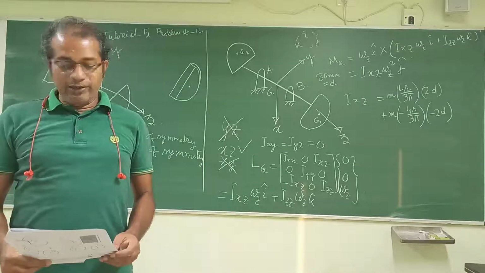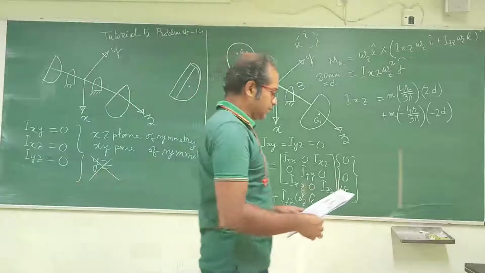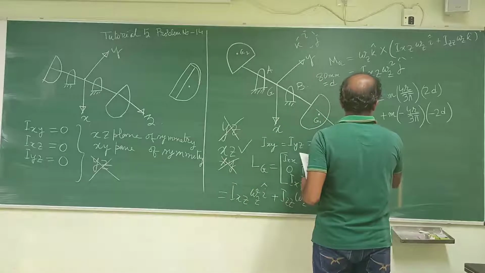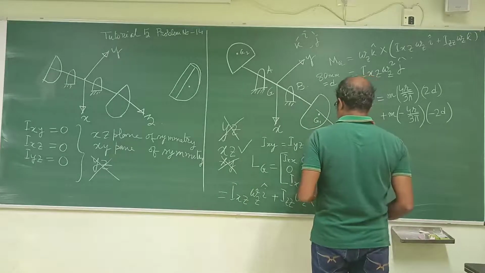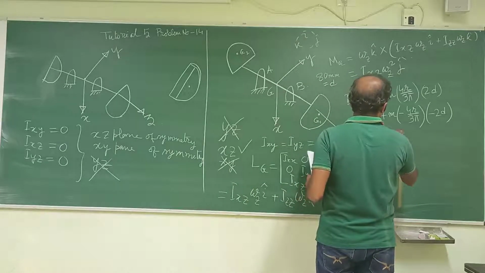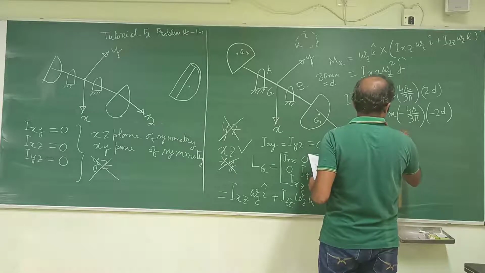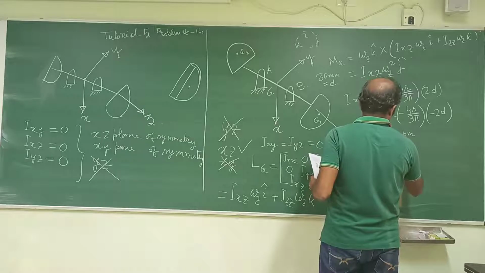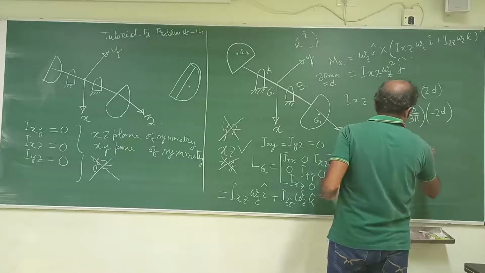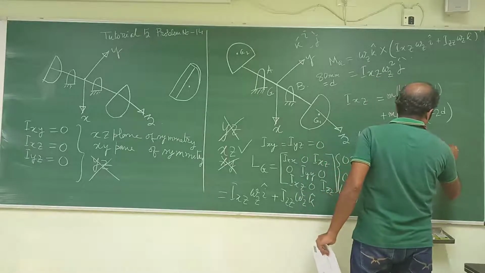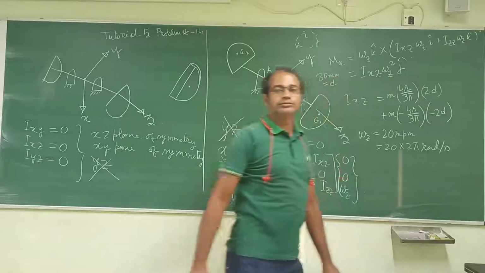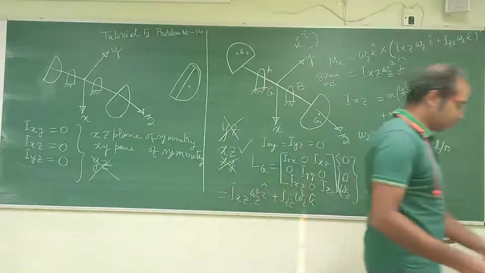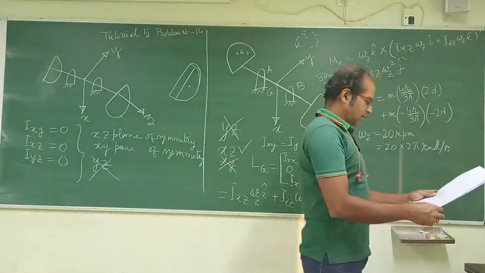Okay, done. Now what is going to be the omega? Omega is written as 20 revolution per second. So omega z is equal to 20 revolution per second, RPS, which is equal to 20 into 2 pi radian per second. Right? So if you are going to put the values, let me check what I have got.